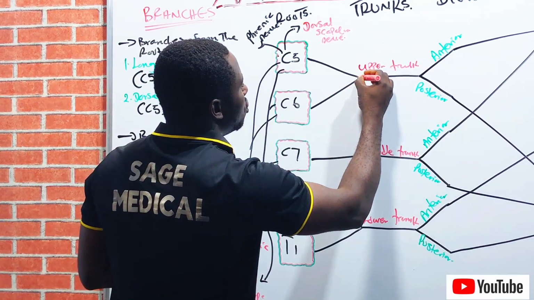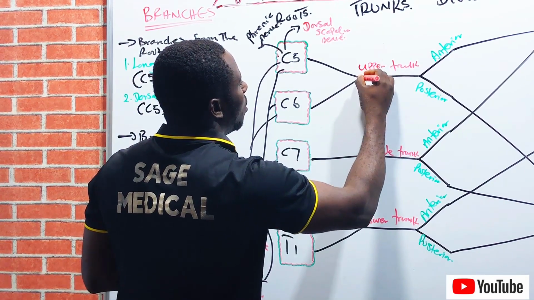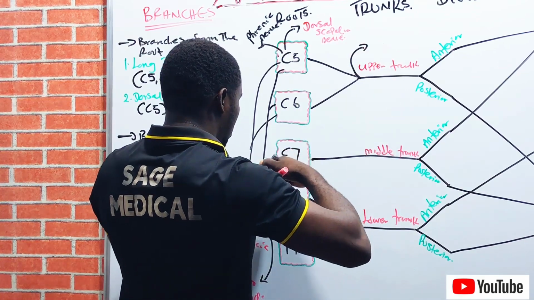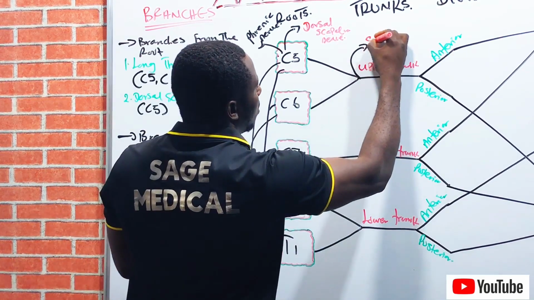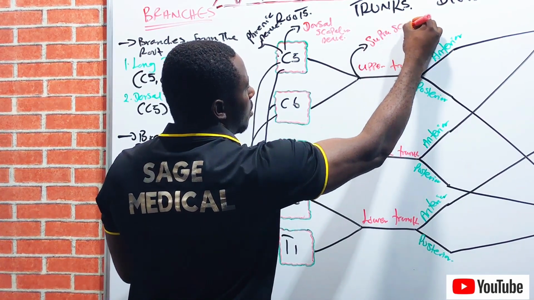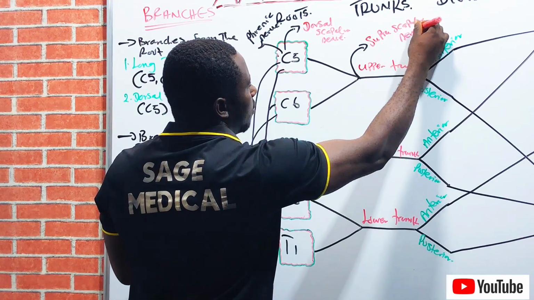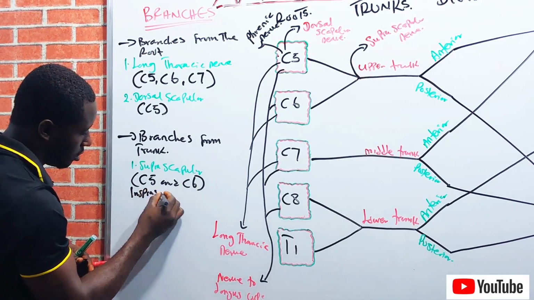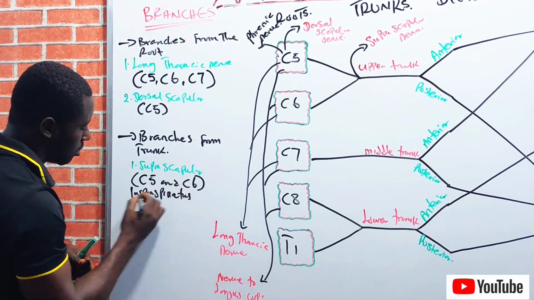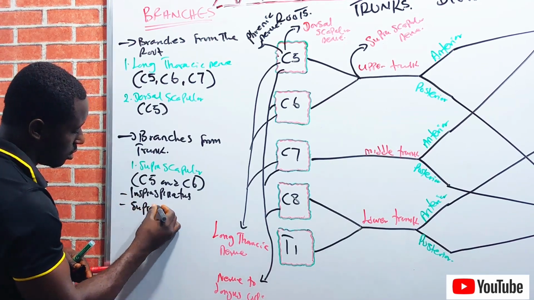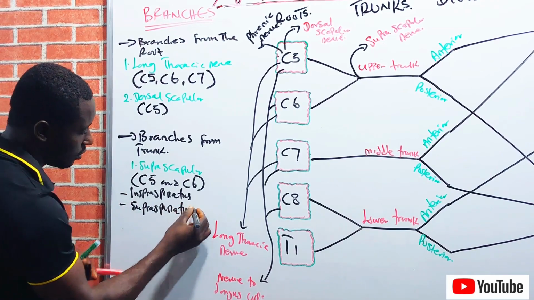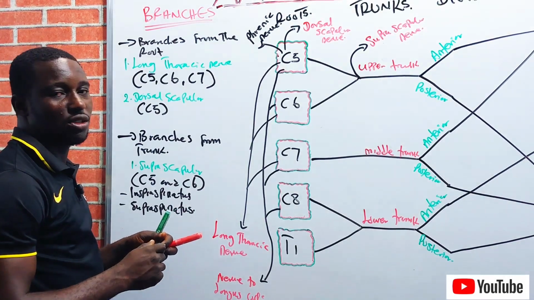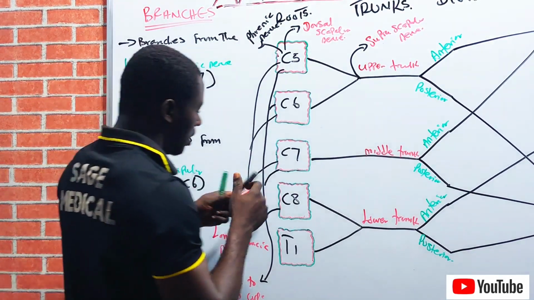Okay. You should go this way from the trunk. Suprascapular nerve supplies infraspinatus and supraspinatus. Okay, we have the second nerve, which is called the nerve to subclavius. It supplies the subclavius muscle.